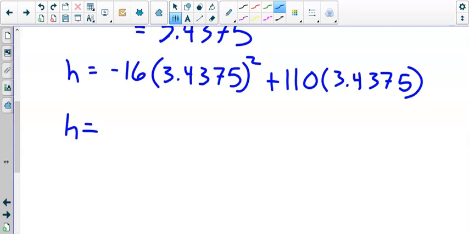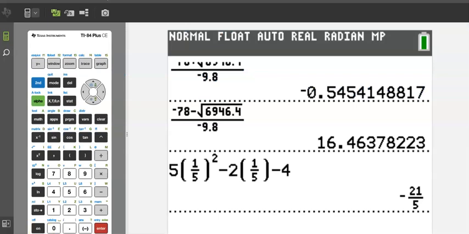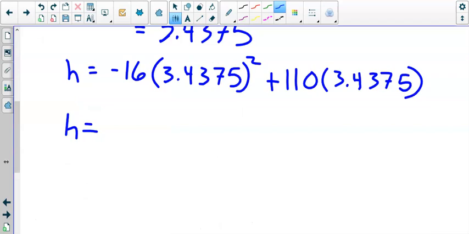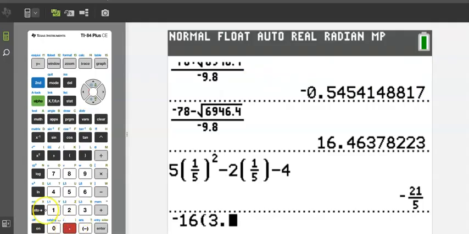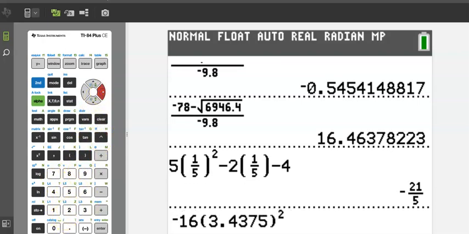What'd you get? Well, we just plug it in. Negative 16, parenthesis, 3.434375, and that is squared, plus 110 times 3.4375. Isn't that the way that we have it written on our paper? That's the way that we put it in our calculator. We hit enter.